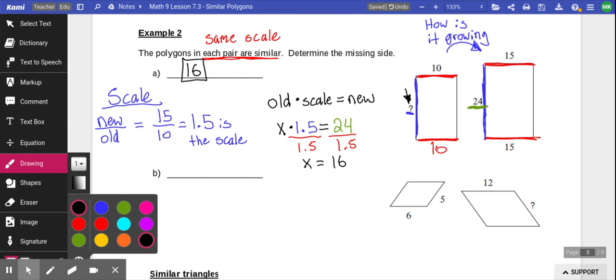So just to review, we had two shapes. We had to figure out the scale of the shapes, how it was growing. We then took that scale and put it into this little formula right here that helps me calculate side lengths. So the formula was old times your scale will equal your new. We were looking for old, so that means we actually had to divide by our scale on the other side, and that told us that x equals 16.